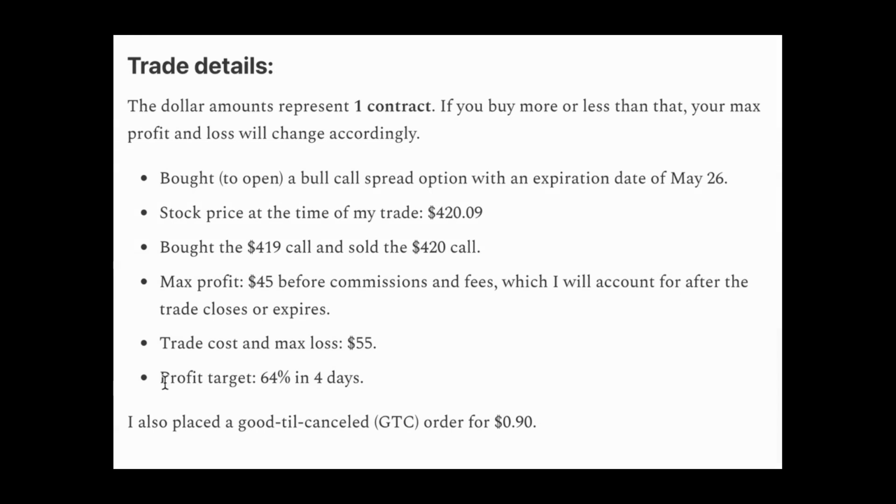All right. Now let's talk about this. Why is this my profit target? Well, the 4 days just comes from because I'm making this on May 22nd and our expiration is May 26th. So that's where the 4 days comes from. What is this profit target? 64%. Well, that's because I entered this good till canceled order for 90 cents.